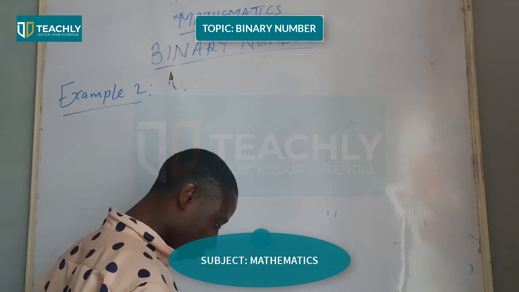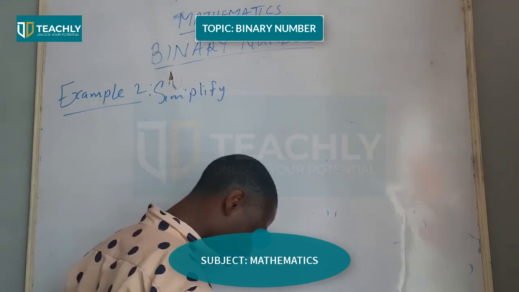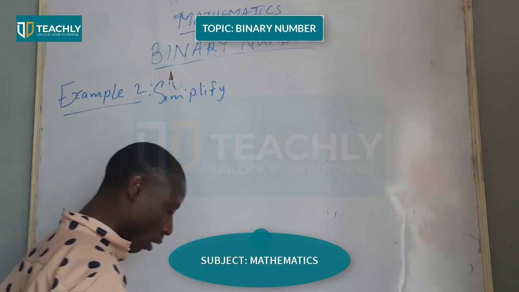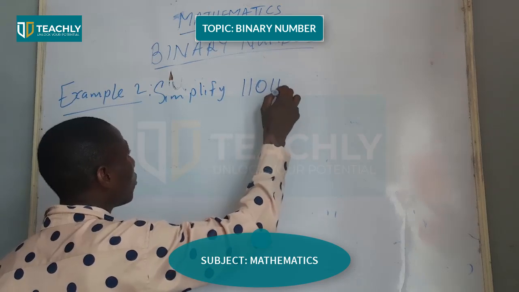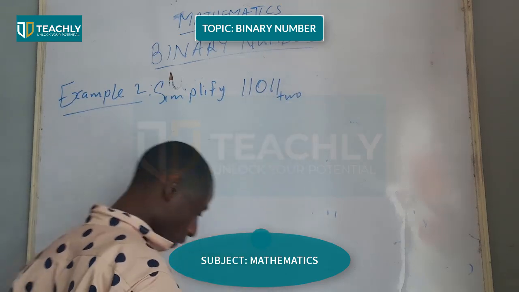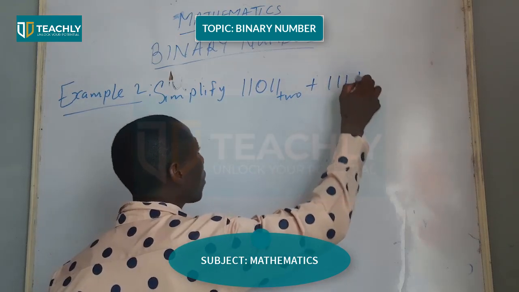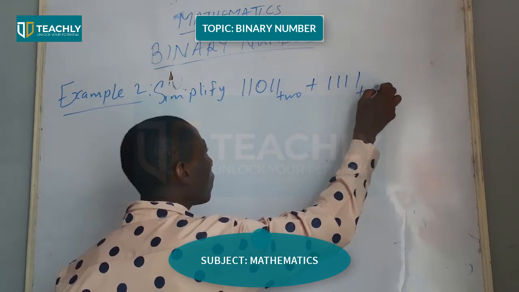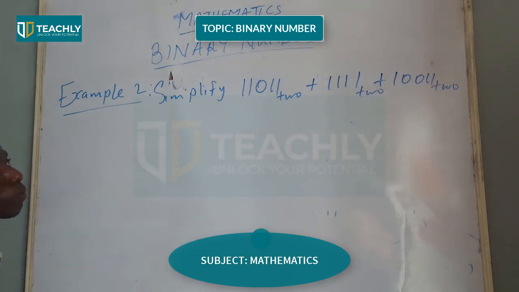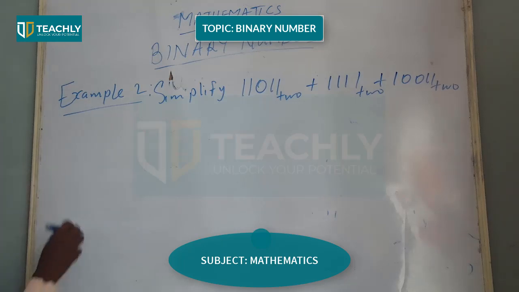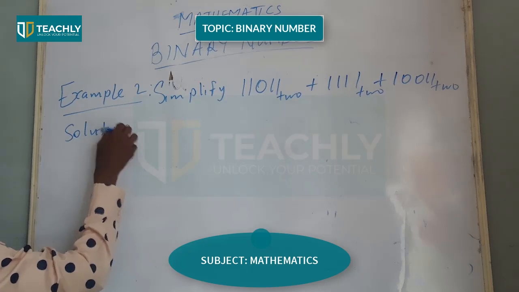Example 2. For example 2, you have to simplify 11011 base 2 plus 1111 base 2. What we are having. Okay, we are expected to simplify this. So to solve it, let's arrange it.